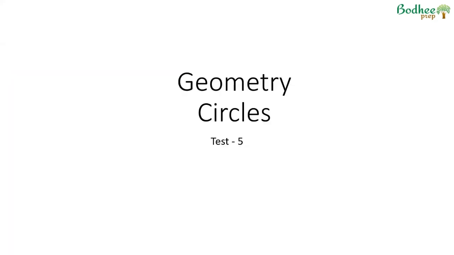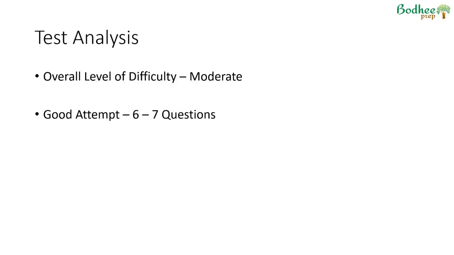This video is on the topic circles. This is test number 5 on the topic. Overall, a moderate sort of test where getting 6 to 7 questions correct would give you a high percentile of 95 plus, and the attempt time should be somewhere around 20 to 22 minutes, in which you'll be able to go through the questions, find your 6 to 7 questions, and get the required percentile.